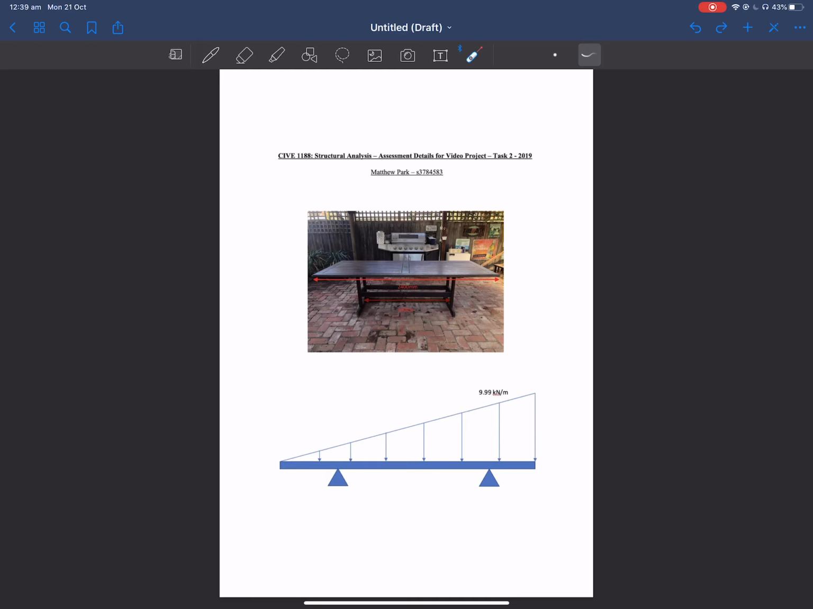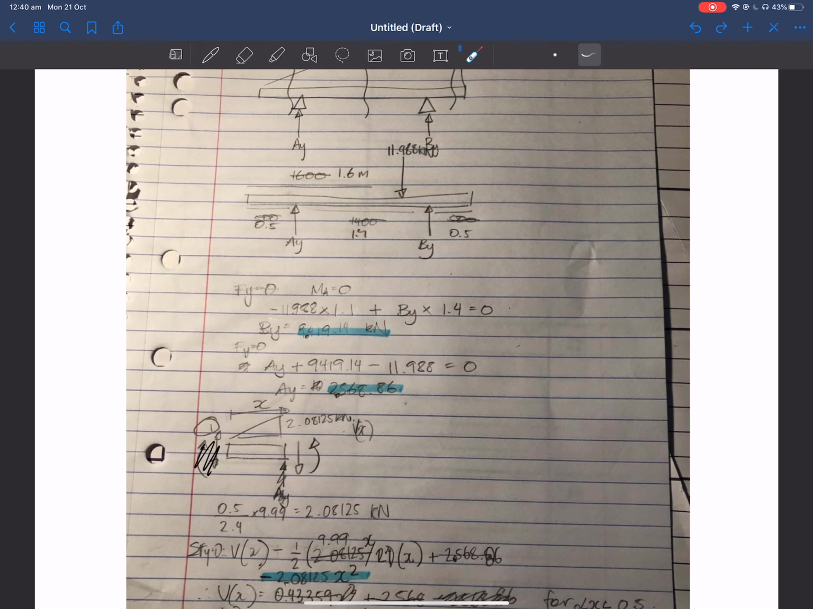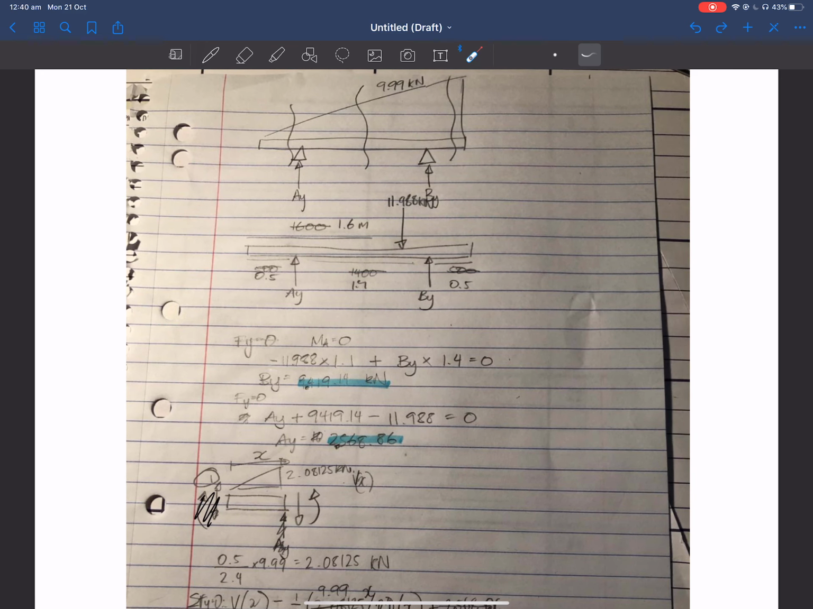And this made things difficult as I had to divide the structure into 3 different sections, basically like this, which I'd never done before. But I wanted to take on the challenge and see how I'd go. So moving on to the first step, calculating the forces acting at the supports.